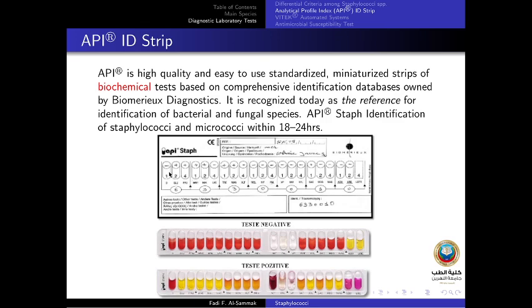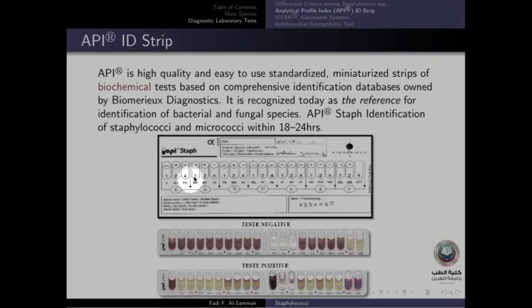And as you can see, these are the small wells, and these wells are divided into compartments. So this is compartment 1, 2, 3, 4, 5, 6, and 7. Each compartment is made of 3 small wells, and in each well there are biochemical reagents. What we are doing is we isolate the microorganism, place the isolate into these wells, and incubate. After incubation, we read the results.